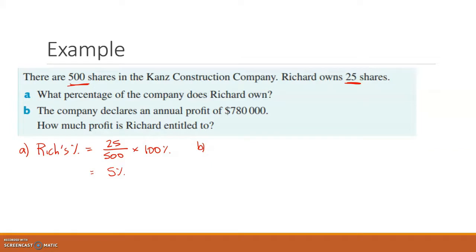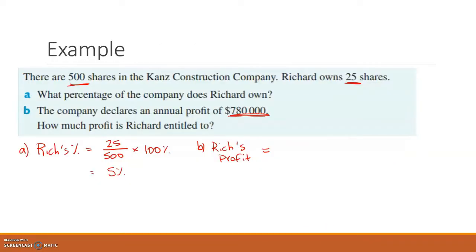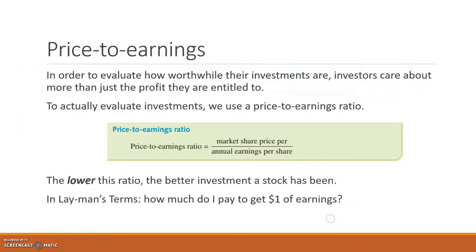Now, B asks, if the company declares this profit, $780,000, how much profit is Richard entitled to? Like we saw in the previous slide, if you own 10% of a company, for example, you are entitled to 10% of the profit. Whatever percentage it is you own, that's the percentage of profit you're entitled to as well. In this case, Richard owns 5% of the company from part A. So that means Richard is entitled to 0.05 times $780,000, so 5% of the company's profits. And the answer here is $39,000. So for that year, Richard is entitled to $39,000 of profit from the company.